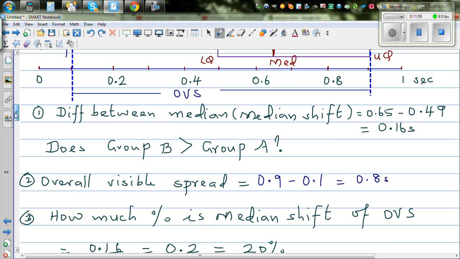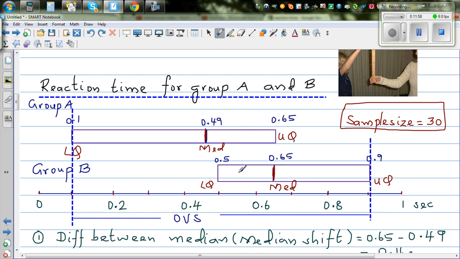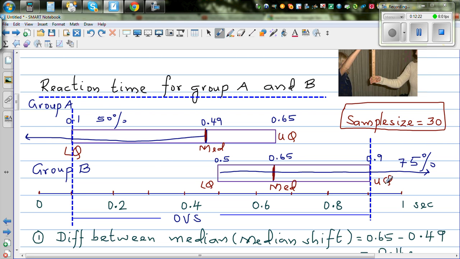I hope you understand. That means more than 75%. If you consider the data to the right of the lower quartile, this is 75% of the data, and this is 50% of the data. To the left of the median, you've got 50%. Though we can say that more than 75% of group B has greater reaction time than 50% of the reaction time of group A.